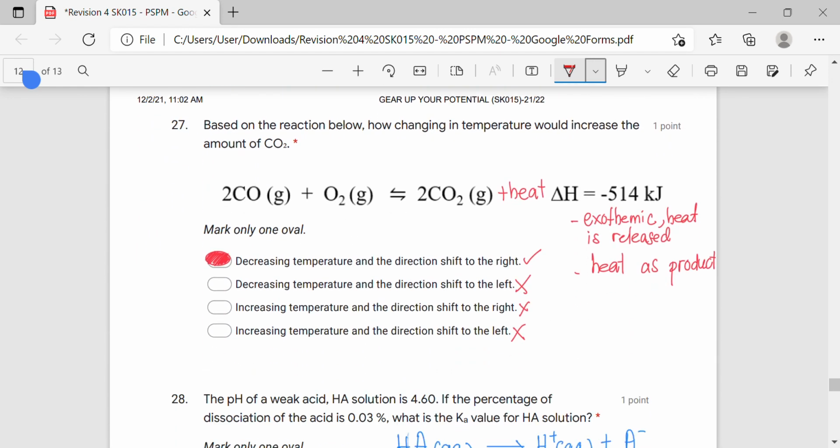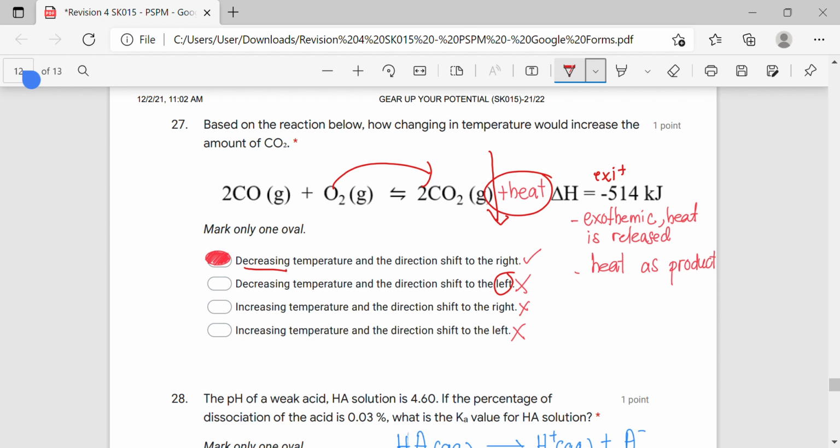Okay, so delta H negatif, exothermic, heat di sebelah ni exit, heat di sebelah product. Okay, so apa yang berlaku bila kita decrease temperature? So decrease temperature, equilibrium shift to the right. Okay, betul. So ini salah sebab shift to the left.